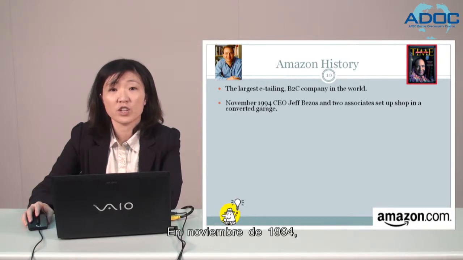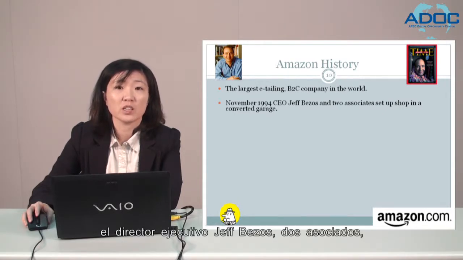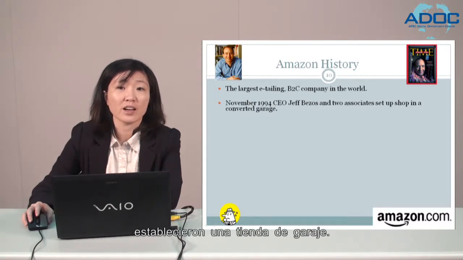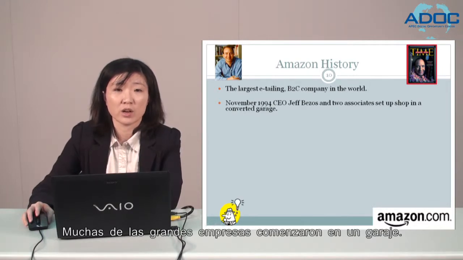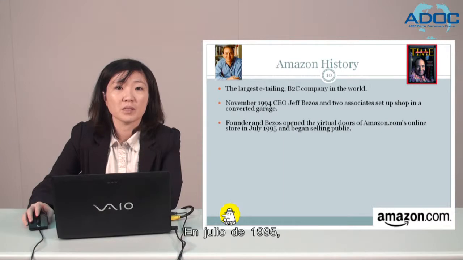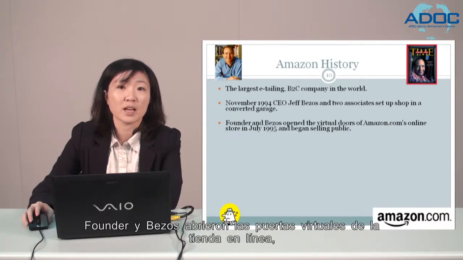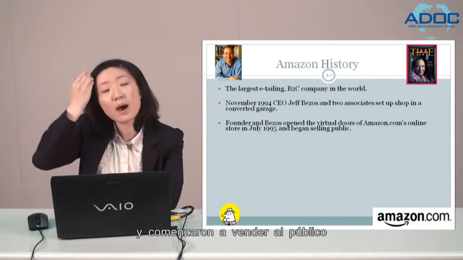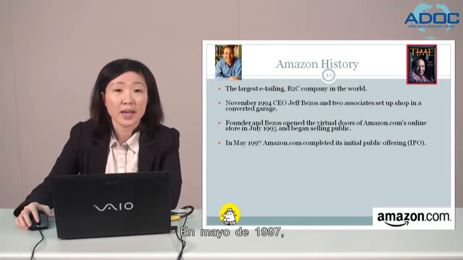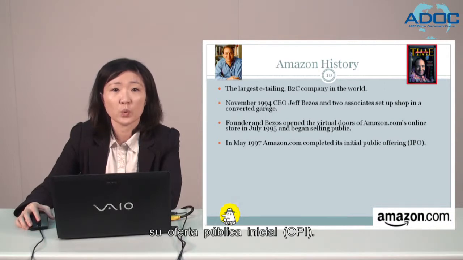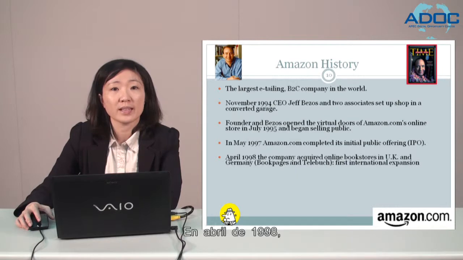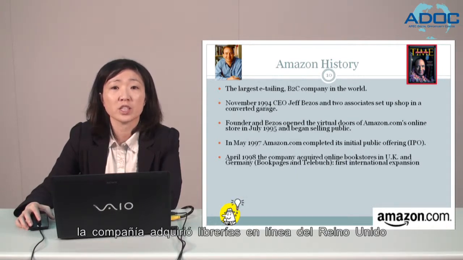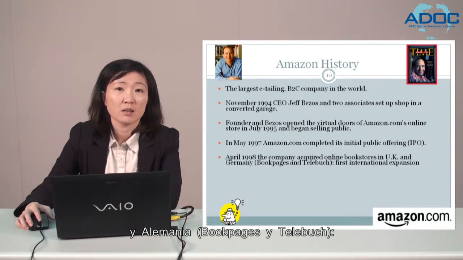In November 1994, CEO Jeff Bezos and two associates set up shop in a converted garage. A lot of big companies start in a garage. Bezos opened the virtual doors of Amazon.com's online store in July 1995 and began selling to the public. In May 1997, Amazon.com completed its initial public offering, IPO. In April 1998, the company acquired online bookstores in the UK and Germany, Bookpages and Telebook. First international expansion.